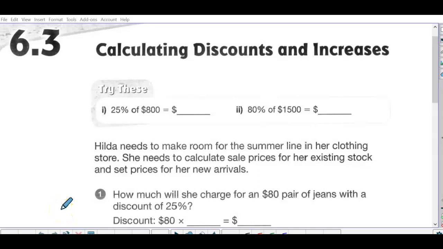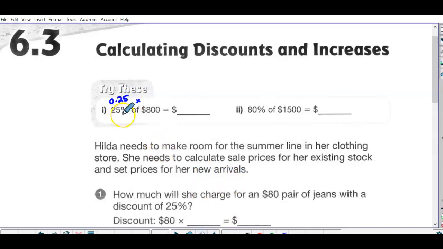Chapter 6.3, Calculating Discounts and Increases. Again, this will be using percent, so you can see how in the try these, it's calculating percent of a number. So 25% of means multiply, 25% is 0.25 of 800.